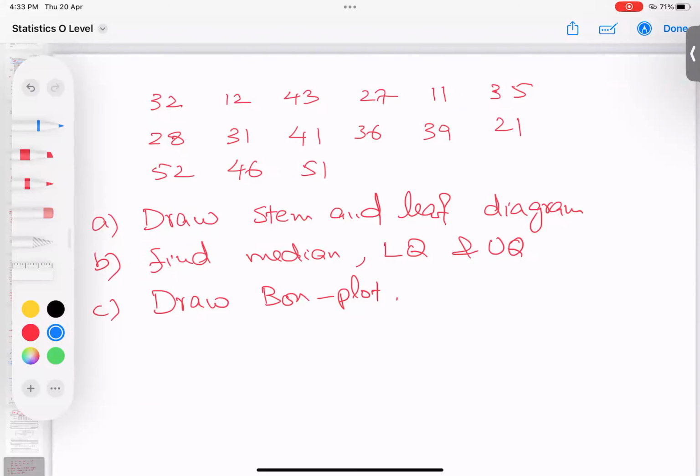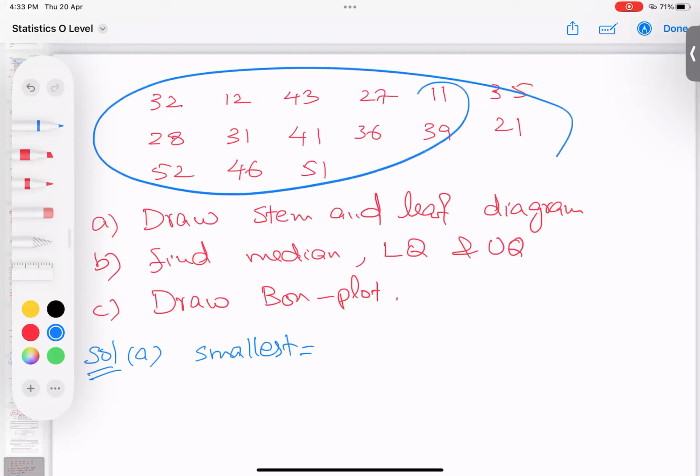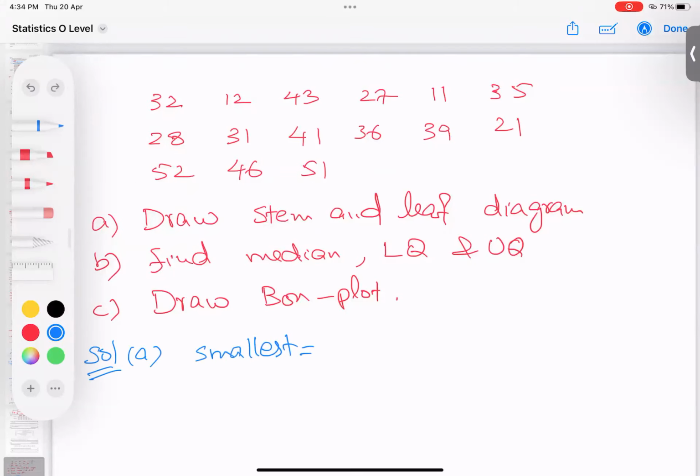I think so. I'm starting. What is the way of starting? Solution starts here, part A. Number one, I will find the smallest value first. The smallest value in the whole data is, I think, 11. Let me check. Yes, 11. And as the largest value, let's find it: 51, 52. I think 52 is the largest value.